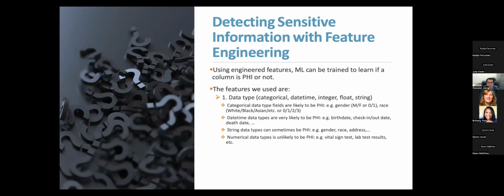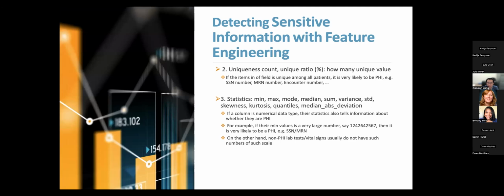So detecting sensitive information requires feature engineering. Because people can put gender as male, female, 0 or 1, race can also be coded in different ways, right? And then birthday can be put into different structures, and string data can sometimes also contain PHI information. So we need to come up with a method to convert those into measurable mathematical measurements so that we can use a model to come up with a probability for inference.